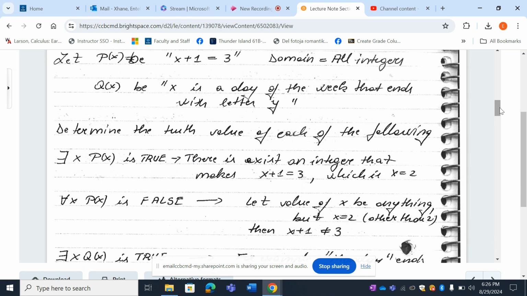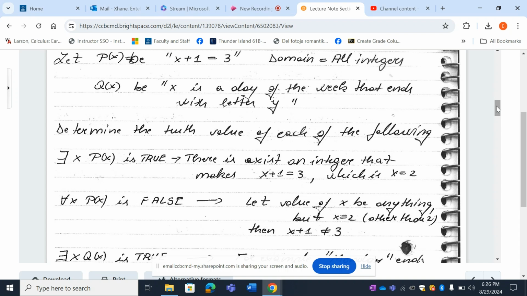Now, for all x, p of x is false. And this is indeed a statement that can be translated into: let the value of x be all integers different from 2. So if I pick all integers different from 2, then p of x is false. Now let's try to transition into the other statement.